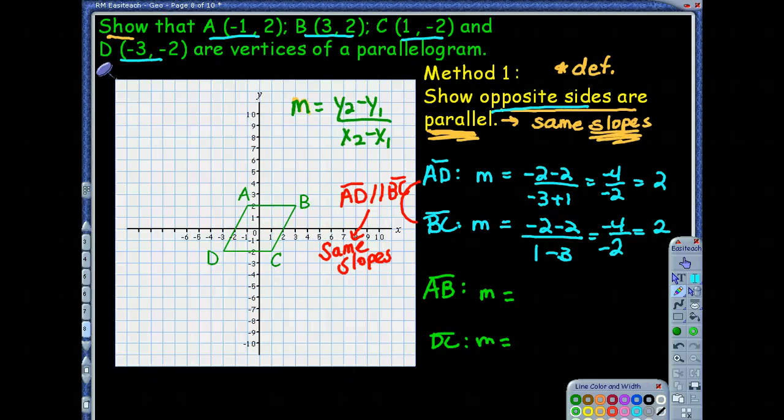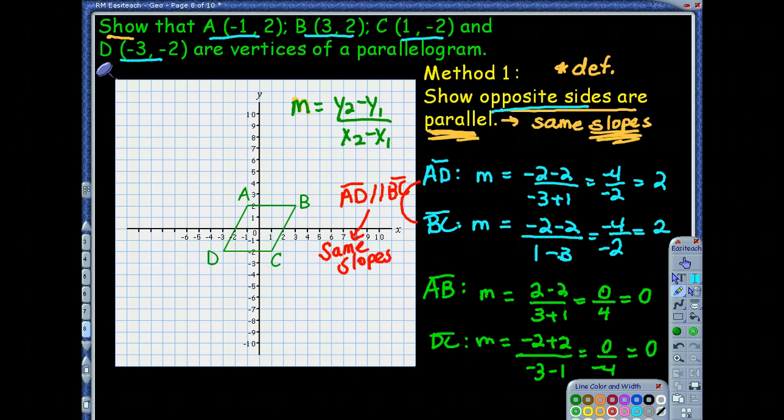All right, so AB. 2 minus 2 over 3 minus negative 1, so 3 plus 1, gives us 0 over 4, which is 0. And if I do DC, I'm going to take negative 2 minus negative 2, so plus 2, over negative 3 minus 1, which is 0 over negative 4, which is still 0. So those are the same slopes, therefore those lines are also parallel. And again, if we asked you to explain, we know they're the same slopes, so therefore they're parallel lines. So that's basically method 1.